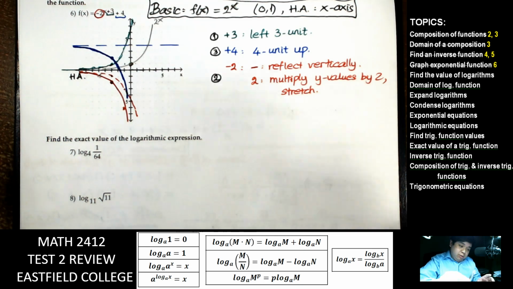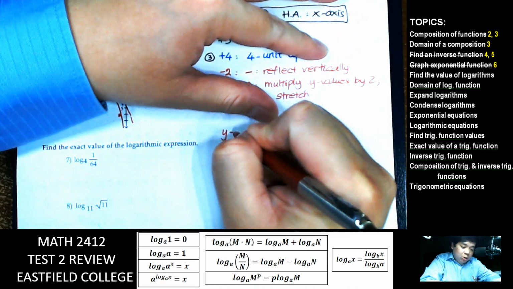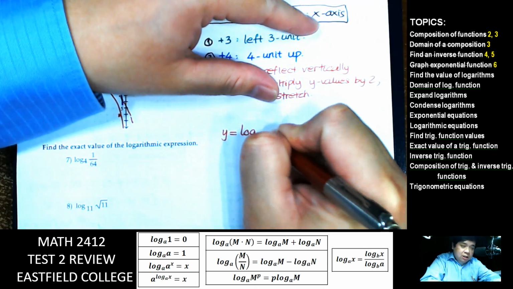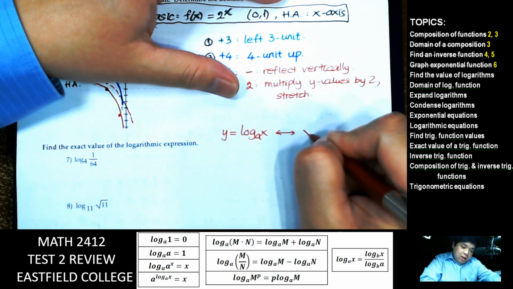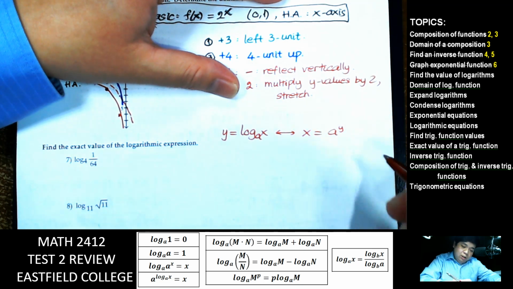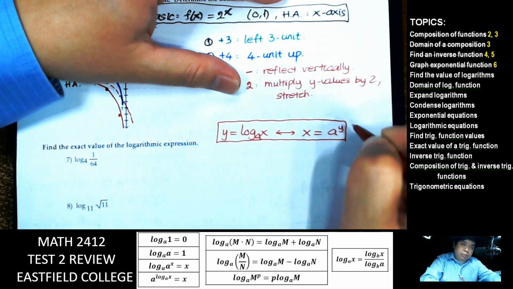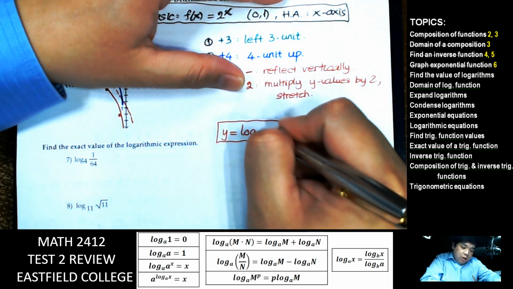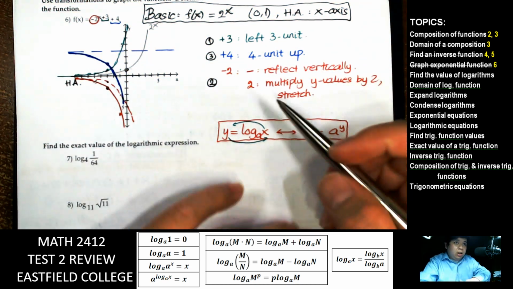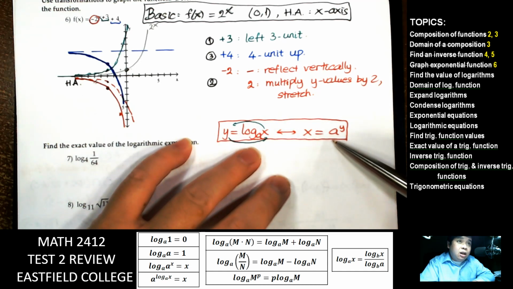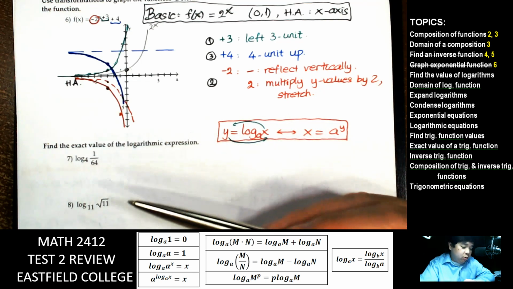But the most important is the definition of the log. It is the inverse of the exponential function. So I will write this down. When we have y equal to log base a of x, we can interchange that to x equal to a to the y. What we did was interchange x and y. The base is still a, and x and y interchange. Right. Now look at the first one.